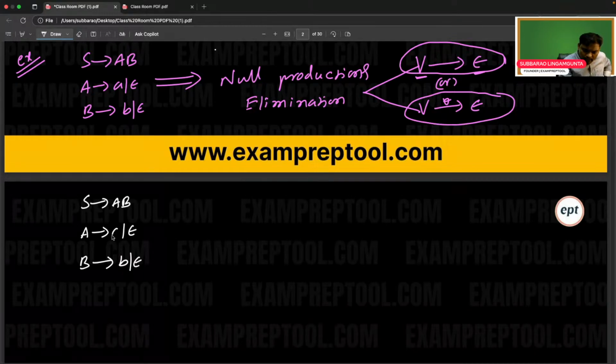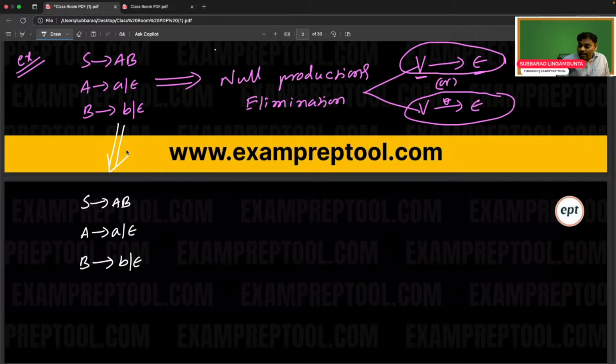See how I am eliminating. See how easily I am eliminating. Can you see this one? S goes to AB. A goes to A or epsilon. B goes to B or epsilon. How I am eliminating null, right? Directly, indirectly, you can see now. First, copy as it is. You need not do anything.